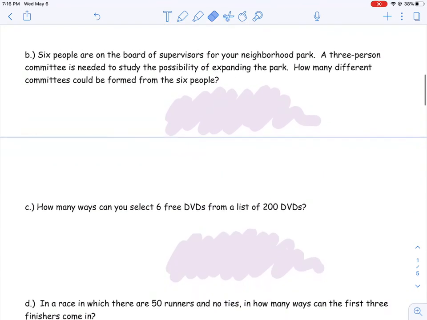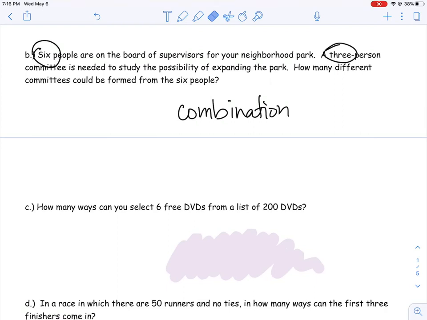Look at B. 6 people are on the board of supervisors for your neighborhood park. A 3-person committee is needed to study the possibility of expanding the park. How many different committees can be formed from the 6 people? So again, we have a total of 6 people, and we want to choose 3 of them. These 3 people are going to be on a committee. They're going to vote on how to expand the park. Yes, no, maybe, whatever it might be. When you pick these 3 people for your committee, does it matter which way they sit at the table, or are their votes going to be the same? To me, their votes are going to be the same, and order doesn't matter, so this would be an example of a combination.